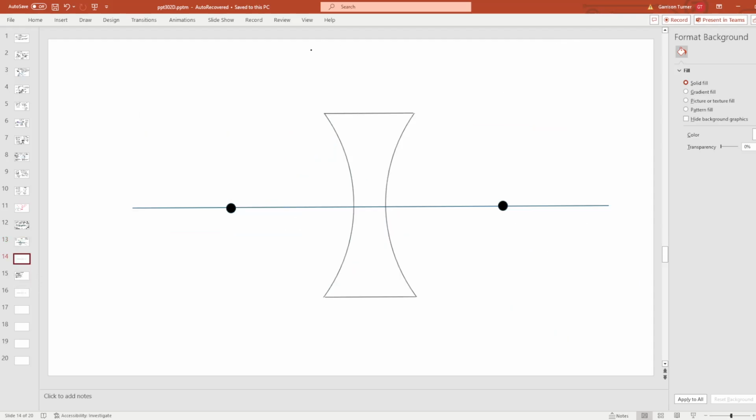What about diverging lenses or concave lenses?